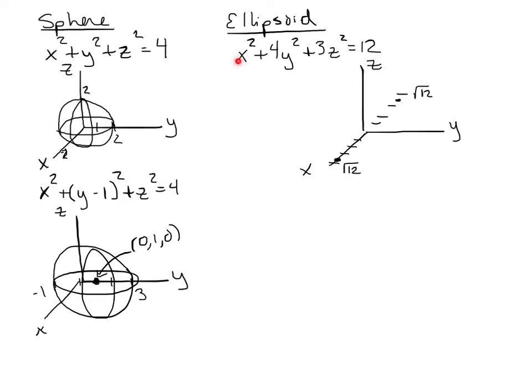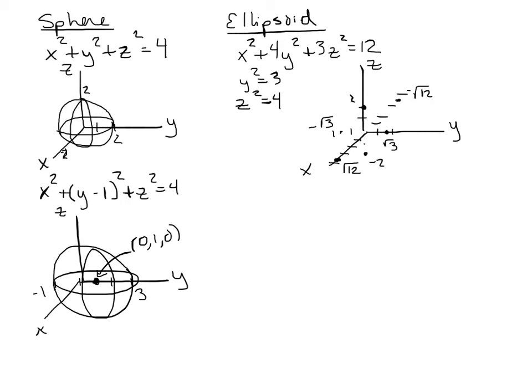The y-axis, I'm going to ignore x. I'm going to ignore z. I get 4y squared equals 12. So that means y squared equals 3. So y is going to be plus or minus root 3. So 1, 2. So that's less than 2. Root 3. So that was negative root 12 back there. And there, negative root 3. And one more here. And we've got to ignore x and y. 3z squared equals 12. That means z squared equals 4. So z is plus or minus 2. So there's 2.